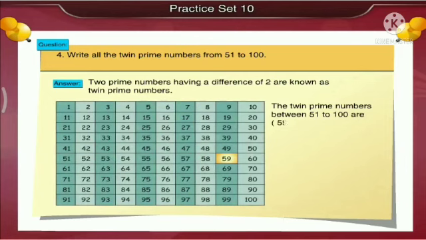There are only two pairs of twin prime numbers between 51 and 100, that is 59 and 61, and 71 and 73.